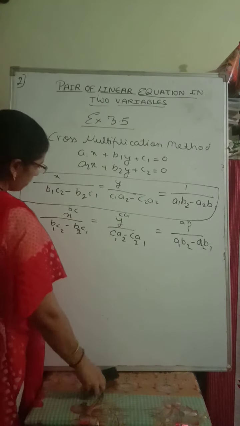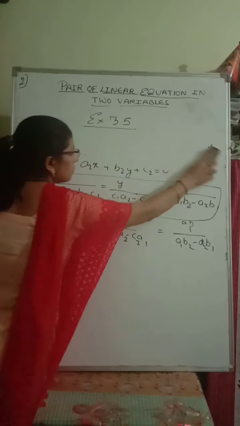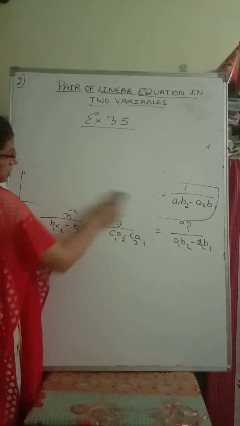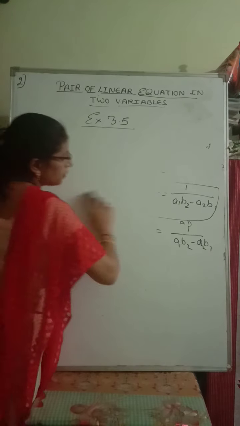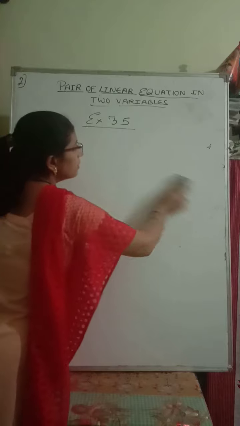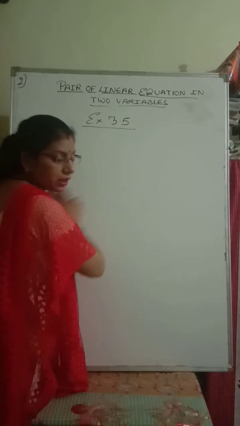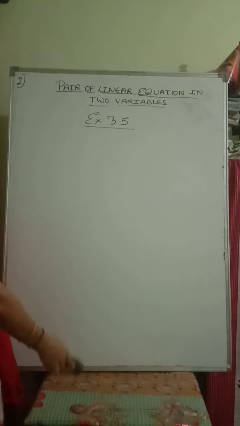Okay, x upon b1c2 minus b2c1, y upon c1a2 minus c2a1, equals 1 upon a1b2 minus a2b1. Learn this formula by heart. That should be learned by you. Then we will start exercise 3.5.